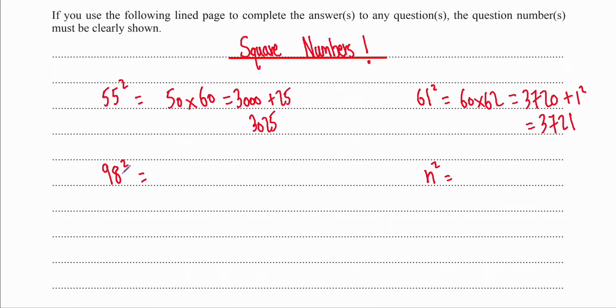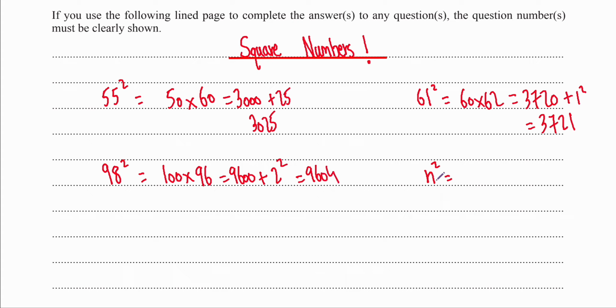98 squared. Okay, so what's close to 98? You have 90, but you also have 100. So I would use 100 here. So I have 100 times, and then to get to 100 you add 2, so then you subtract 2 and you end up getting 96. So you get 100 times 96, which is 9,600. That's very easy. And then since you subtracted 2, you add 2 squared, which is 4. So you end up getting 9,604.